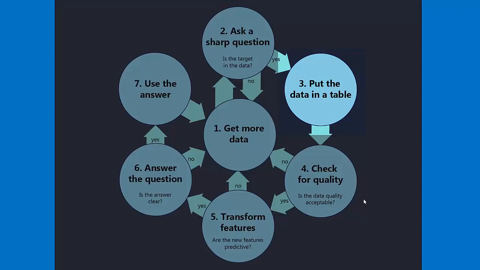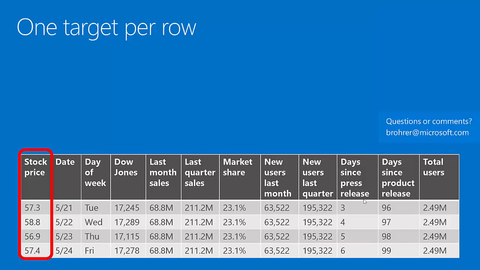If you do, put your data in a table. This is not quite as trivial as it sounds. It has to go in your table so that there's one target value per row, one instance of your target variable for each row. In this case, with our stock price history, we recorded the stock price at the close every day, so we have one row per day.